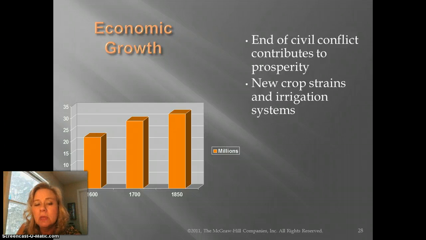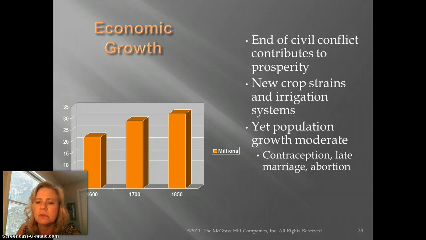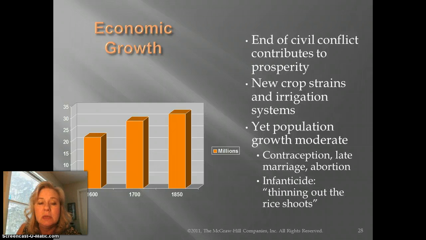Now, when you look at the population growth from 1600 to 1850, we go from about 22 million to about 32 million. So that is a 50% growth rate, but not as much as some parts of the world experienced at that point in time. And this is because Japan had access to contraception. They encouraged late marriage, which would reduce the family size, and they also had abortion. Additionally, they committed infanticide, which we talked about in China, as well as other parts of the world, and they called this thinning out the rice shoots.